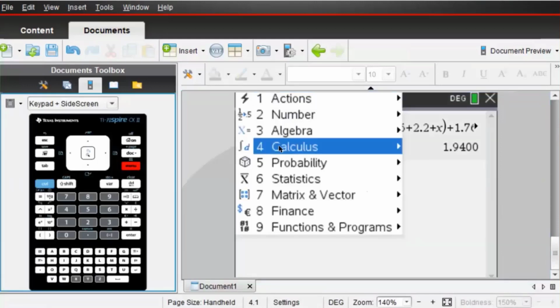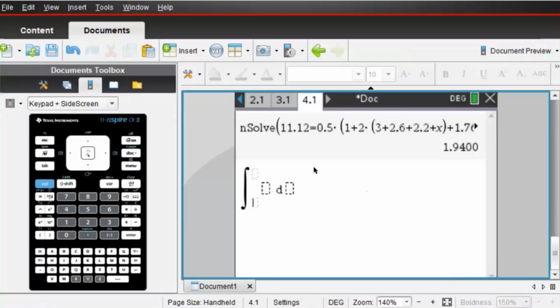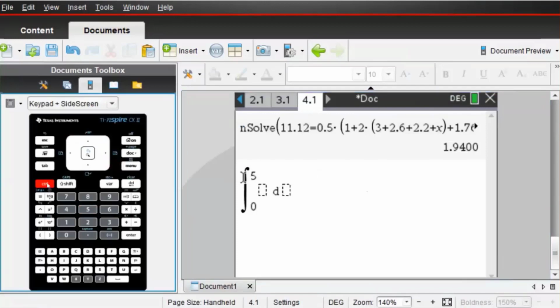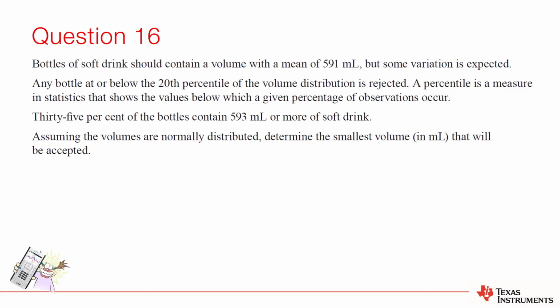Menu, calculus, numeric integral, 0 up to 5. Let's type in my function now, which was what? 4x over x squared plus 1. We need a plus 1. Notice when I type in the plus 1 now, we've got brackets around all of that. And so my answer is 11.516.